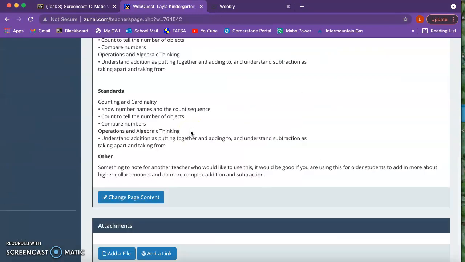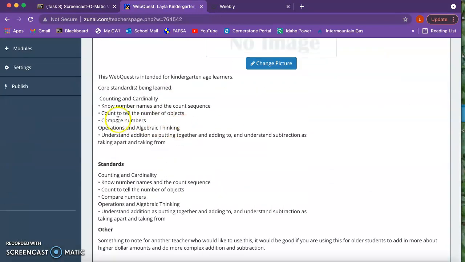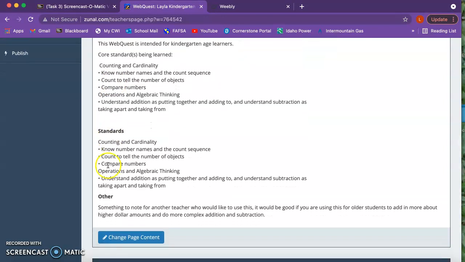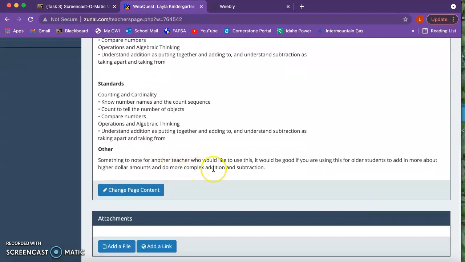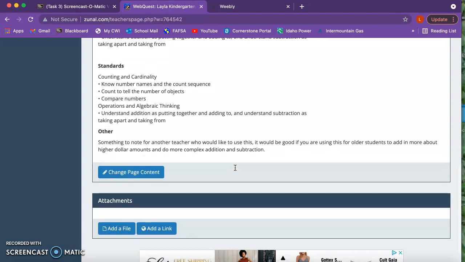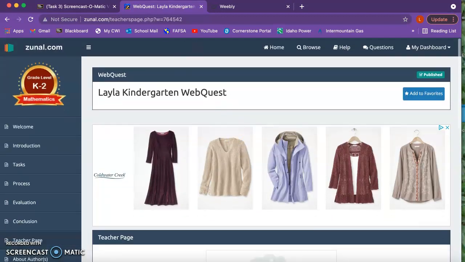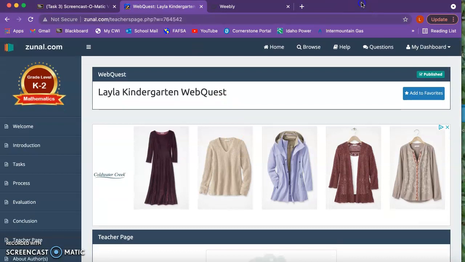And then for the teacher's page, this is a page for kindergarten, and the different core standards going over are counting and cardinality, knowing the number names and count sequence, and then counting to tell the number of objects, comparing numbers, and then again down here, understand addition as putting together and adding to, and understanding subtraction as taking apart and taking from. And then just a note for teachers who would like to use this: if you're using it for older grade levels, it would probably be good to add in more about higher dollar amounts so you can have more complex addition and subtraction.